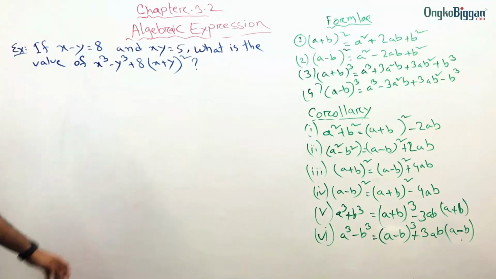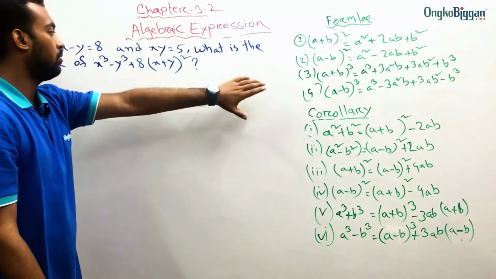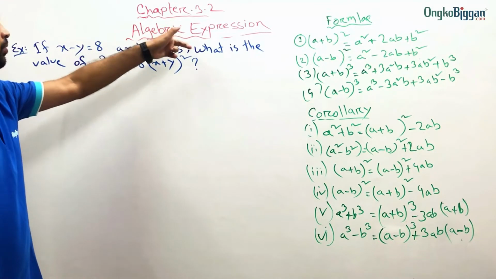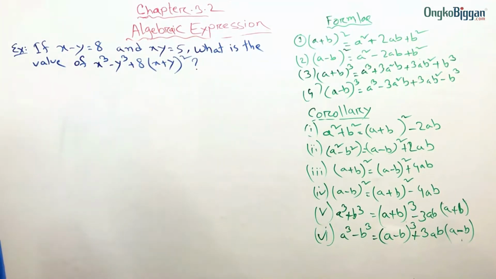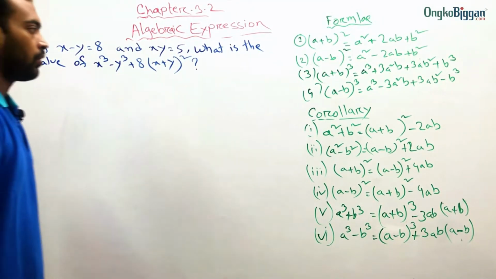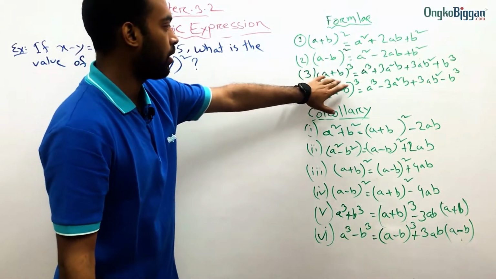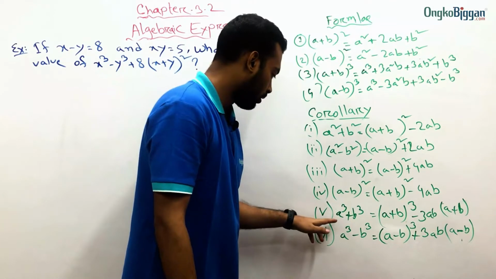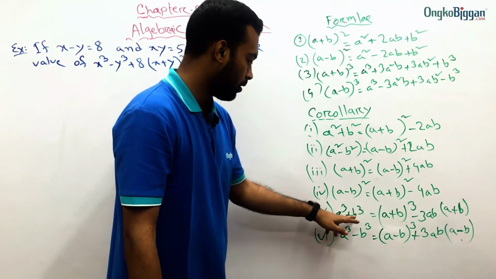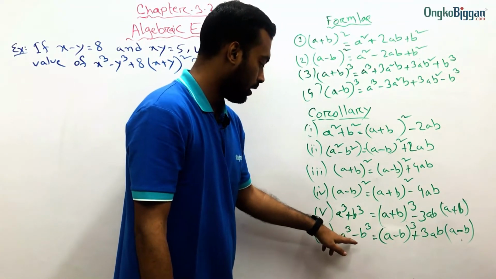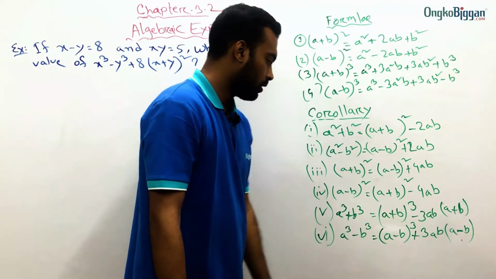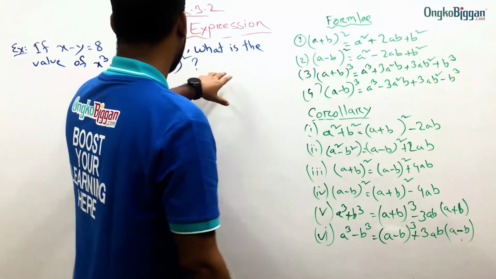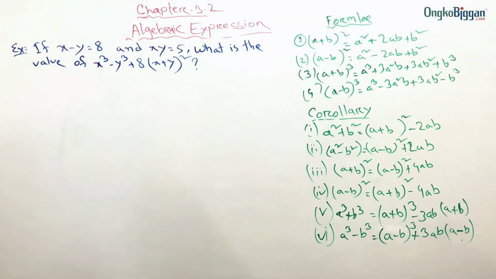Okay, so now we're going to start chapter 3.2, the second portion of this chapter. Here we are basically going to use some new formulas which I've written over here: (a plus b) whole cube, (a minus b) whole cube, and a few corollaries which are a cube plus b cube and a cube minus b cube. So these are the things which we'll be needing in this portion of the chapter.